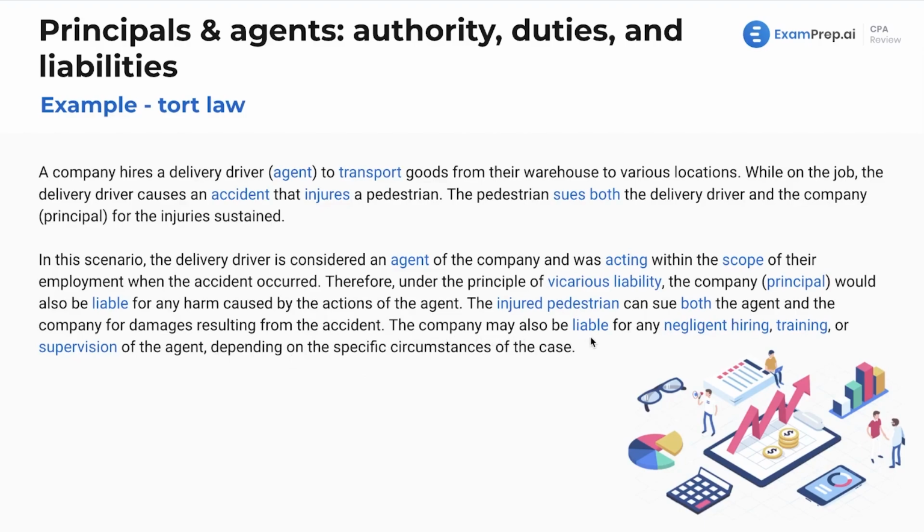The company may also be held liable for any negligent hiring, training, or supervision of the agent, depending on the specific circumstances of the case. If this delivery driver had multiple speeding tickets and multiple accidents in his file from before he was hired, that's why we do background checks, to try to see stuff like that, because then you generally would not assign this individual to drive a truck. You'd probably put them somewhere else within the company, right?